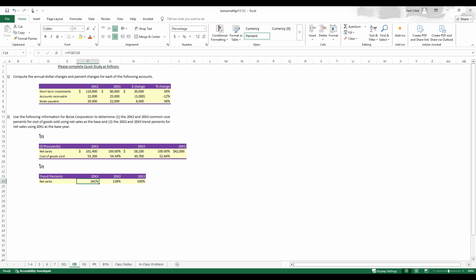So that's all we're doing: we're just taking each one of these numbers and dividing by the base year, which is the first year essentially. So pretty easy, nothing too difficult from a math perspective in this chapter.